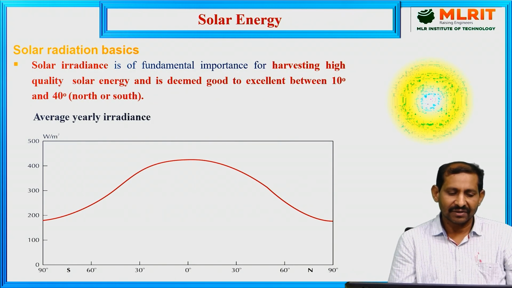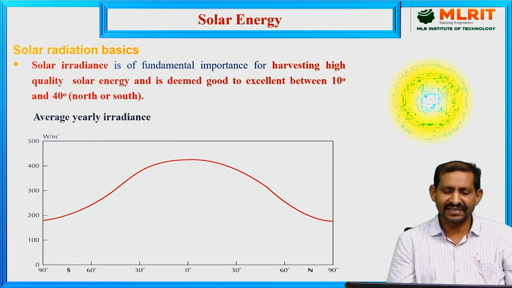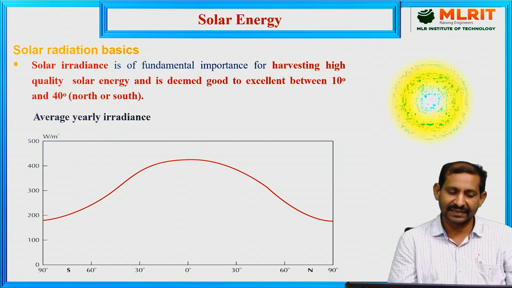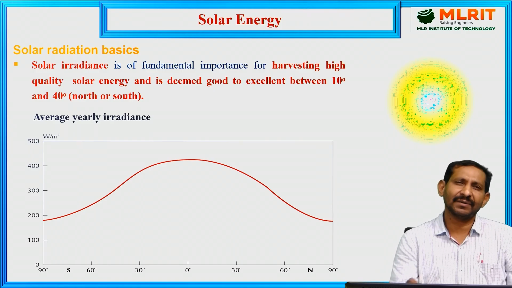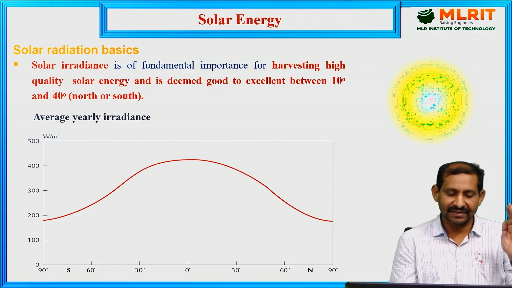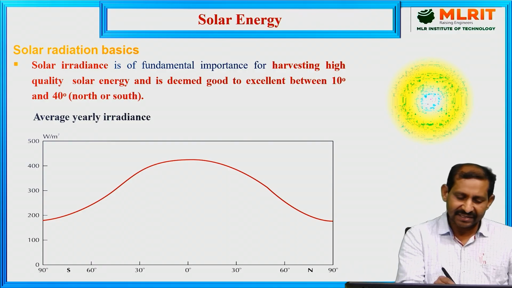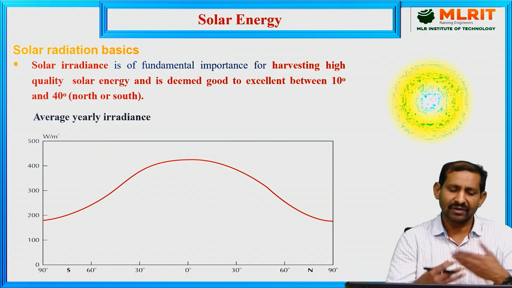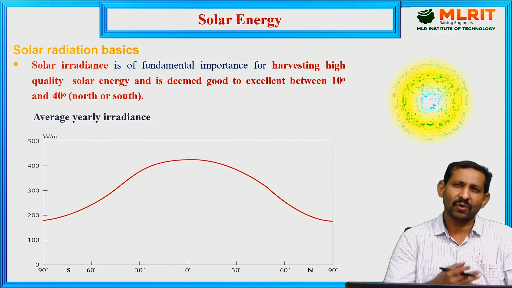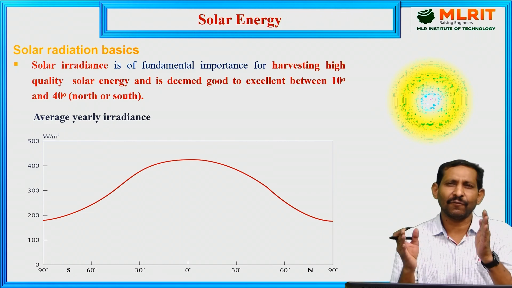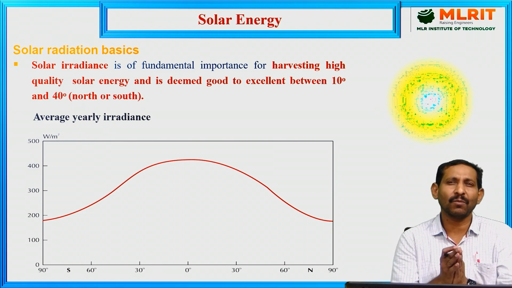Now coming to the solar radiation. Solar radiation is of fundamental importance for harvesting high quality solar energy, and is deemed to be excellent between 10 degrees and 40 degrees north and south. For example, in this diagram, 10 degrees is the north side and 40 degrees is the south side. Between these, more solar irradiance is coming. So across the globe, the band between 10 and 40 degrees north and south receives the most solar irradiance.